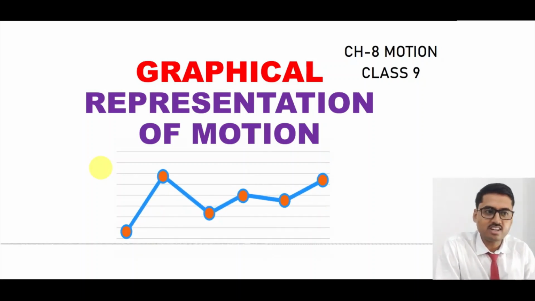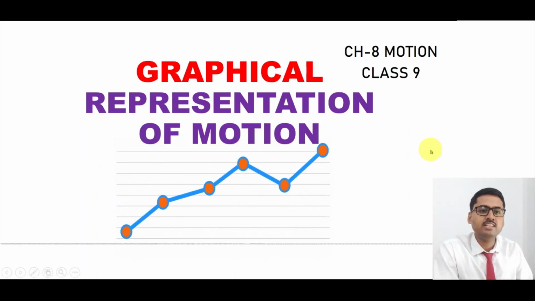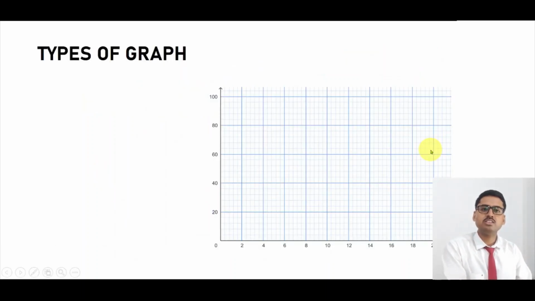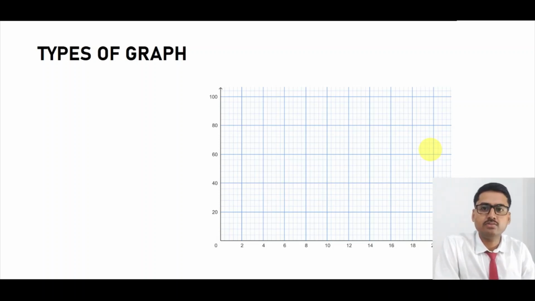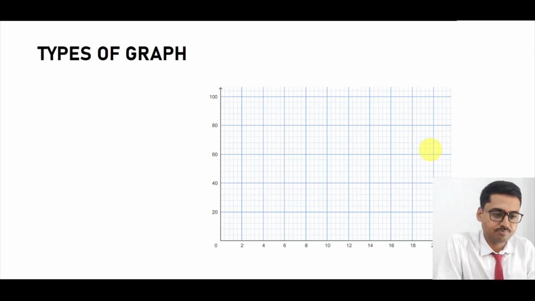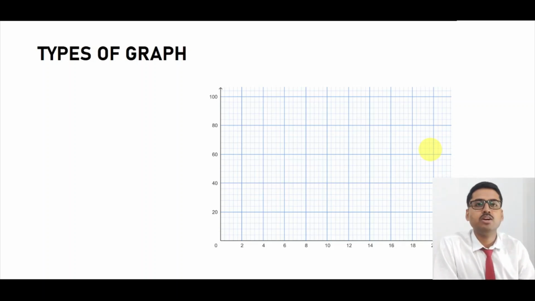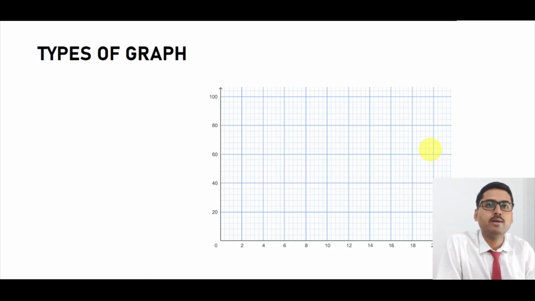So let's get started. In this chapter there are certain things that we are going to learn, and the first is the types of graph. Well, in class 7 you must have been introduced to the types of graph like the distance time graph. But in class 9 we are going to learn even more types of graph. So let us list all the types of graph that we are going to study.